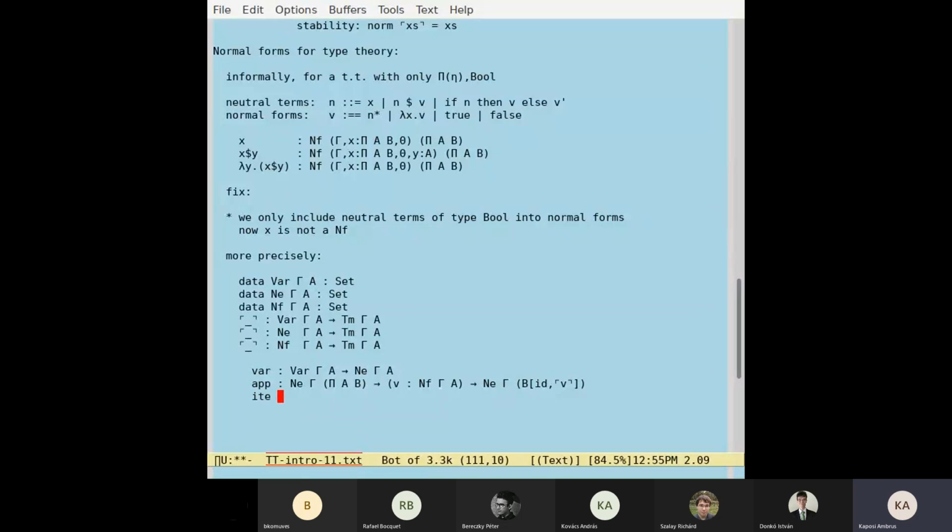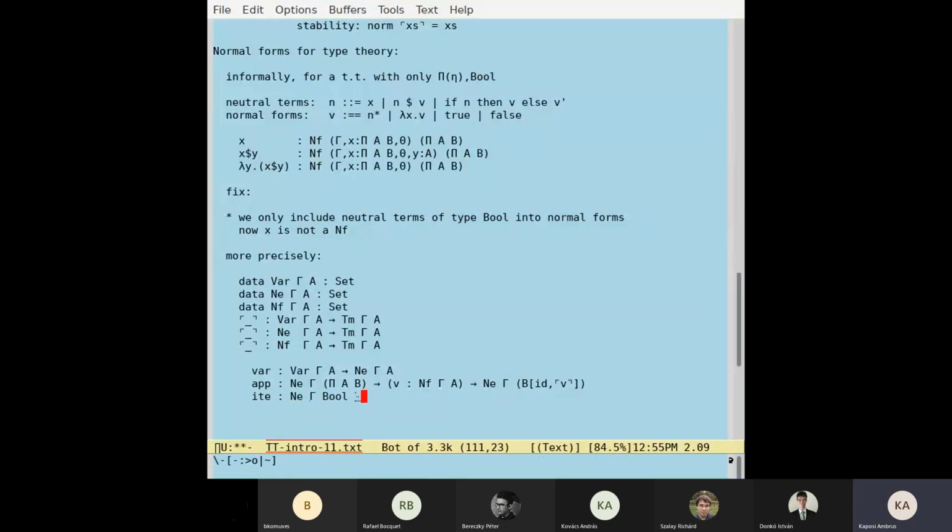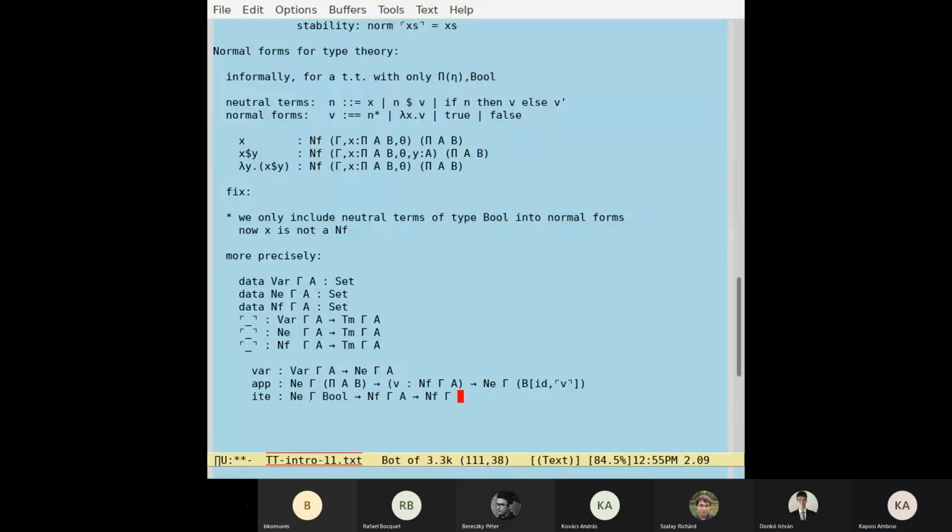And again, I have if then else, where given a neutral Boolean and two normal forms of any type, I get a neutral term of type A. Now I only write the non-dependent version, but you can also generalize this to the dependent version.